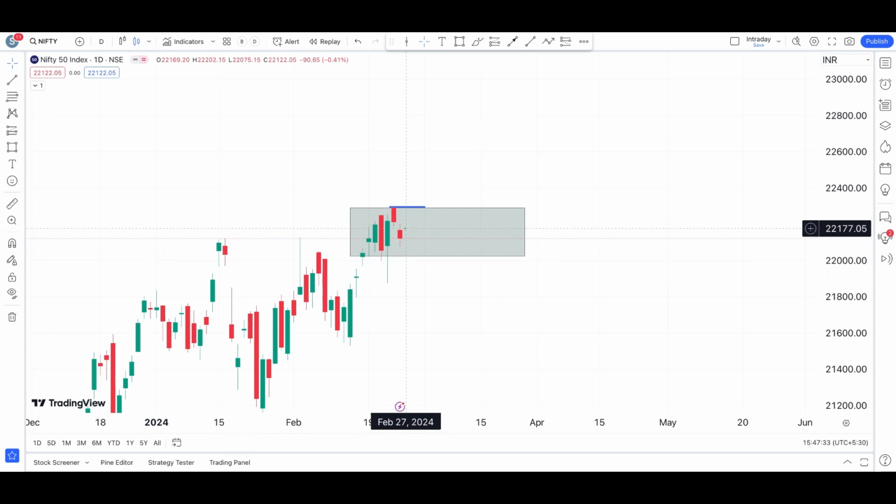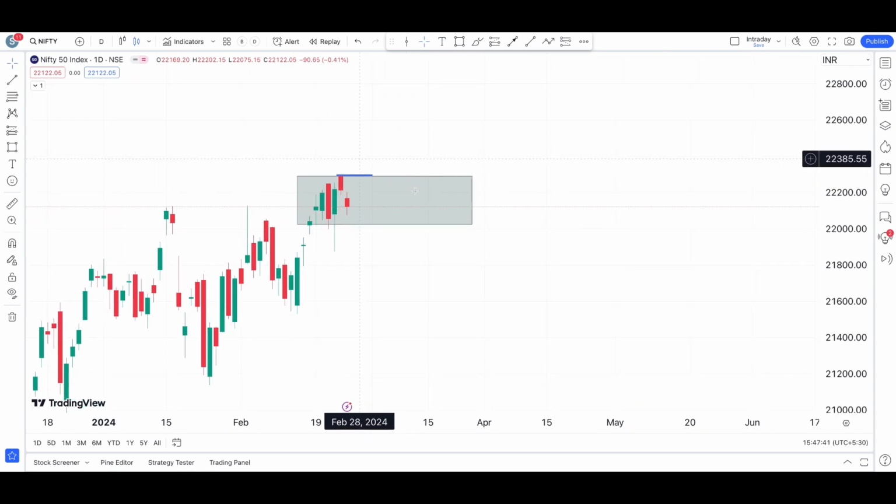But if you start to see any green candles now, and if you see a breakout from this, then we can expect a good move towards the upside. Until then, consider this as an accumulation zone.